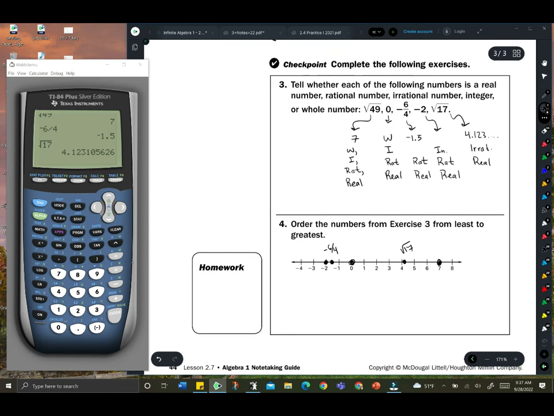Okay, so take a look at that. Good stuff, guys. 2.7 is the homework. Check it out. Make sure the odds and any adjustments will be in the assignment. Good stuff, guys.